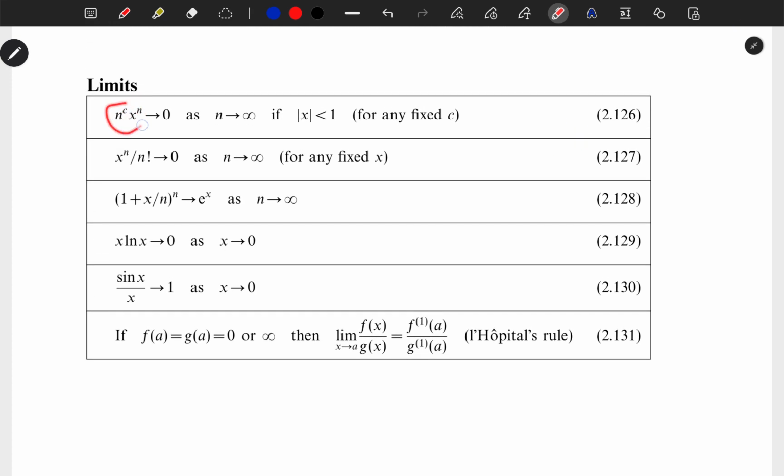So limits: n to the power c times x to the power n, as mod of x is less than 1. In that case, when n tends to infinity, it will go to 0. Again, x to the power n by n factorial goes to 0 as n tends to infinity. (1 plus x by n) to the power n tends to e to the power x as n tends to infinity. x ln x tends to 0 as x tends to 0, as the increase of ln x is lesser than the increase of x. Sin x by x is 1.